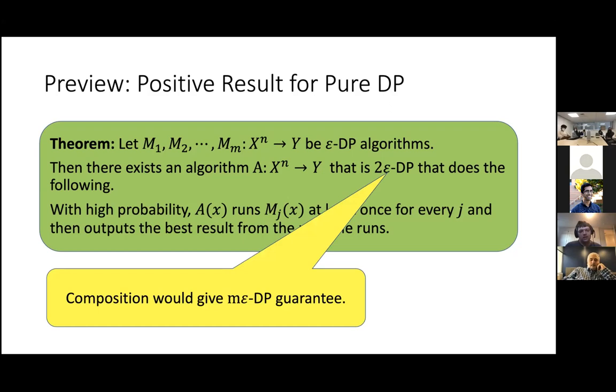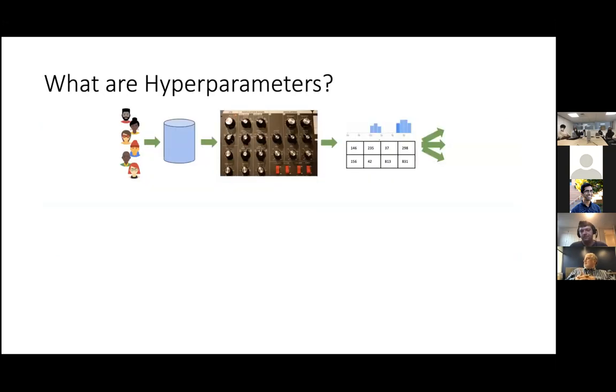Just as a comparison point, if I were to apply composition, I could prove the same result, but instead of a 2 epsilon, I get an m epsilon, right? So if I run each of these m algorithms, and I output all of those outputs, I'd get m epsilon. That would be sort of a trivial bound, and that's kind of the comparison point. Okay, so let me keep going.